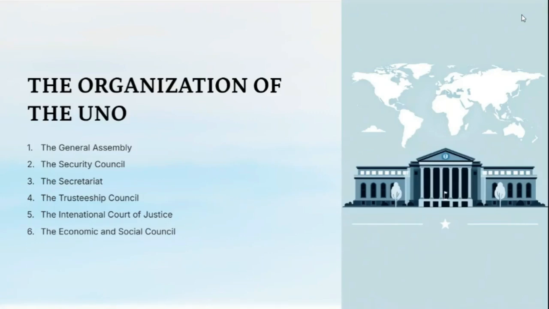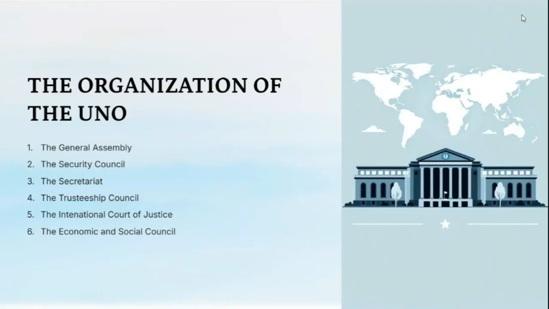So the International Court of Justice, they what? Maintain judicial organs. They settle disputes. They provide legal advice to whom? The UN, the United Nations. That's their work. Then we have the Economic and Social Council.